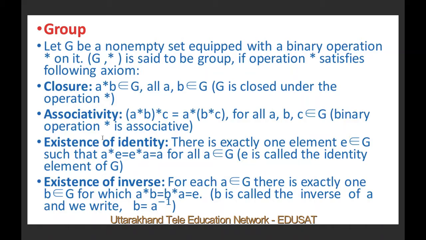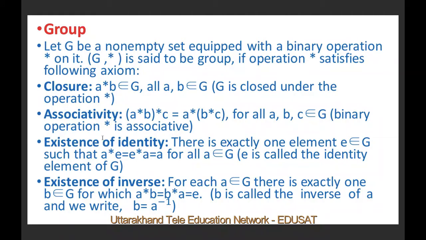Next is existence of identity. If there exists exactly one element e belonging to G such that a star e equals e star a equals a for all a belonging to G, then we say that there exists an identity element e. e is called the identity element of G.